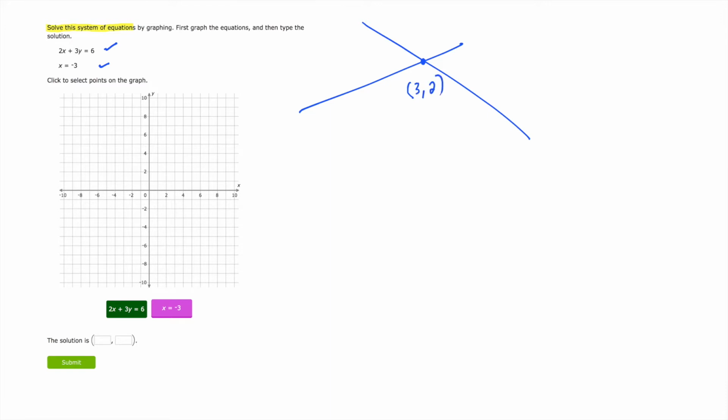Then you would write it right here, 3, 2. So you graph one, you graph the other, and then wherever they intersect, that's the solution. Okay? And solving the system just means you have more than one equation. All right, so how do you graph x equals -3?